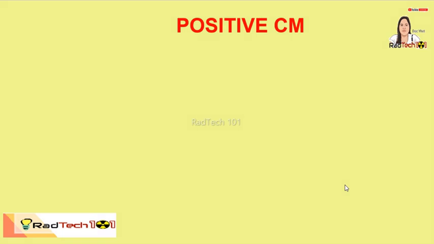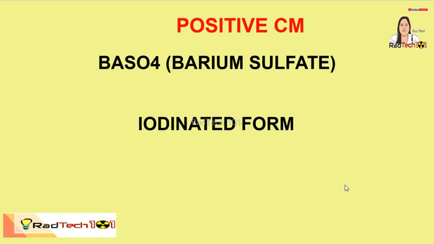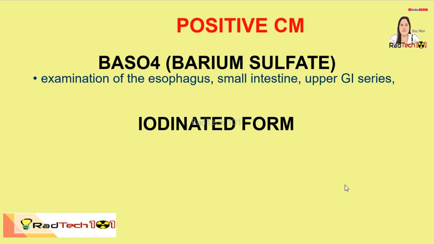Good day, everyone. So today we will discuss the positive contrast media, which are used in special radiographic procedures or special radiographic examinations. The two positive contrast media that are used are barium sulfate and the iodinated contrast media. Barium sulfate examinations include the esophagus, the small intestine, and the upper GI series, as well as the colon.